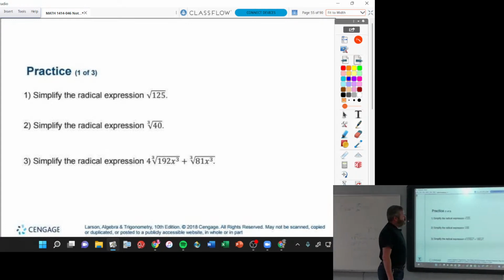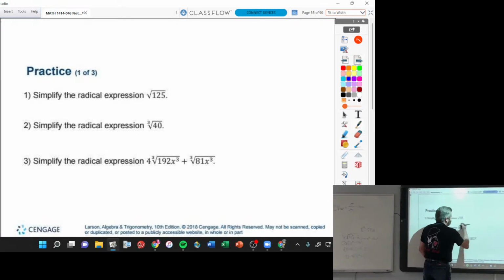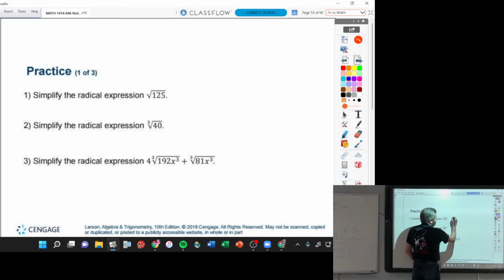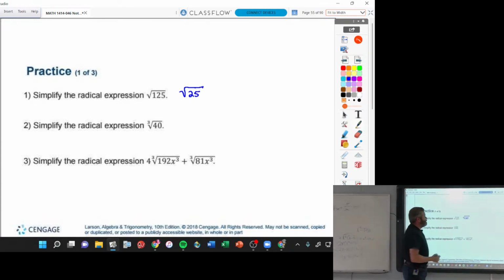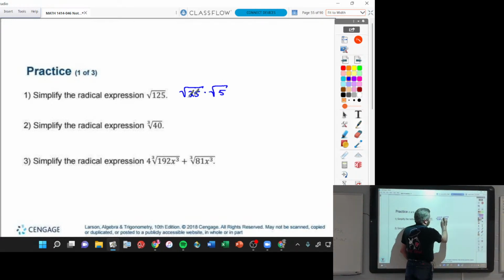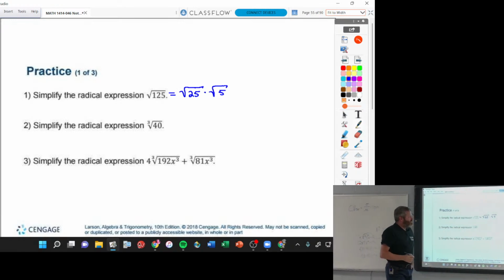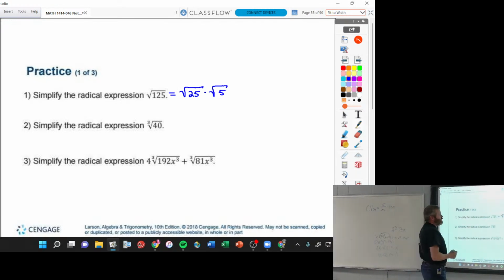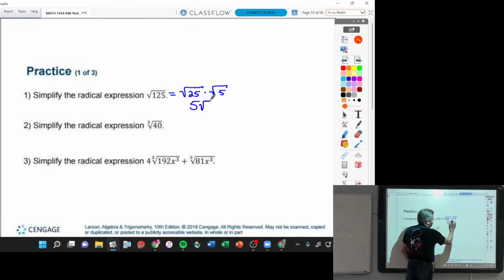Simplify the radical expression, the square root of 125. Are there any perfect squares that go into 125? The answer is yes. 25 is a perfect square. 25 goes into 125 5 times. The square root of 125 is the same thing as the square root of 25 times the square root of 5. Square root of 25 is 5. The square root of 5 is, I don't know. 5 times the square root of 5. And we're done with that one.